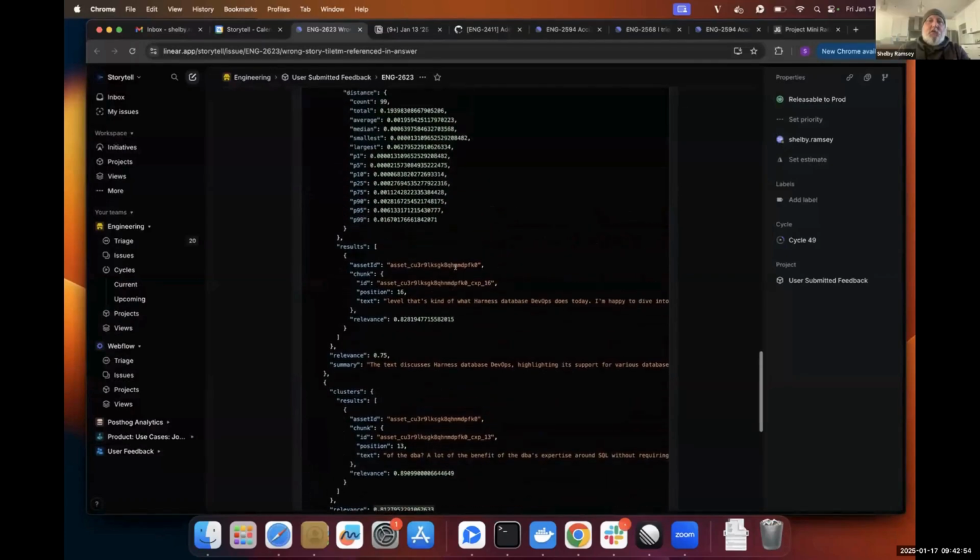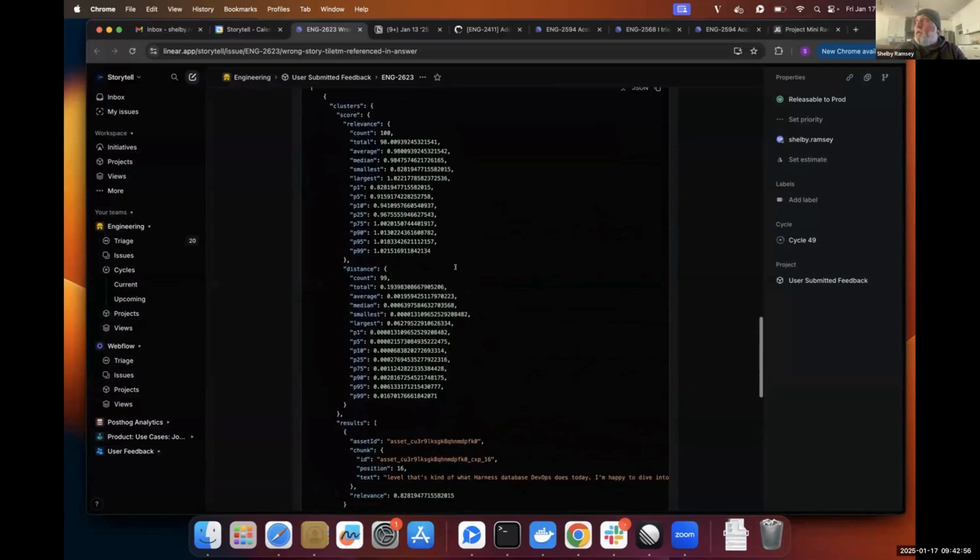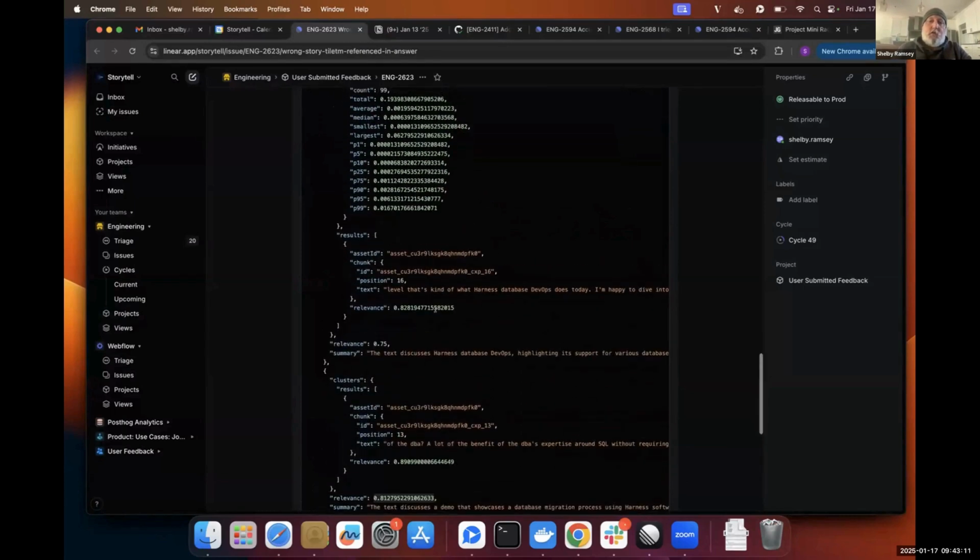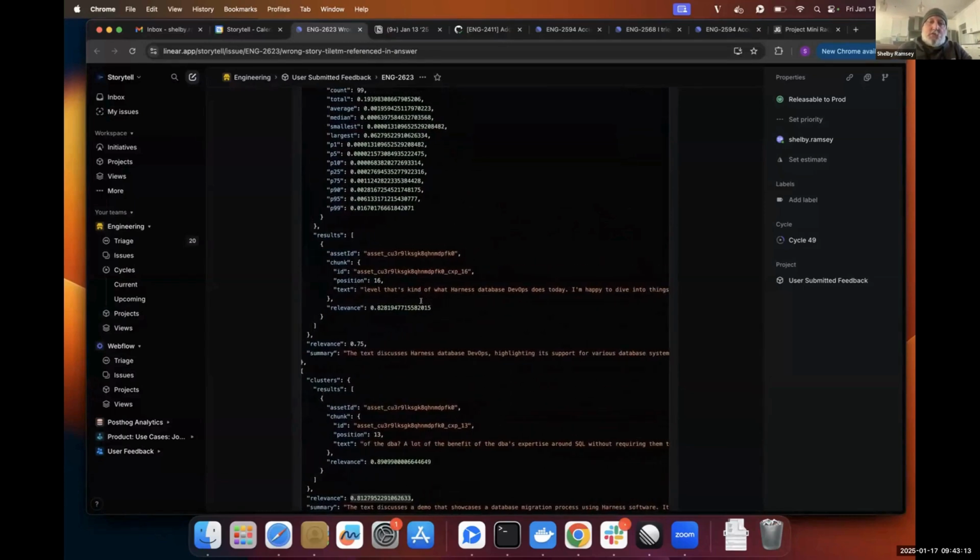So what happens today is the control plane executes a request into the search service. It gets this thing back, and then it builds what it calls citations, which are what we're showing, right? So today, we would actually show this text right here that just says, level. That's kind of what Harness Database DevOps does today.